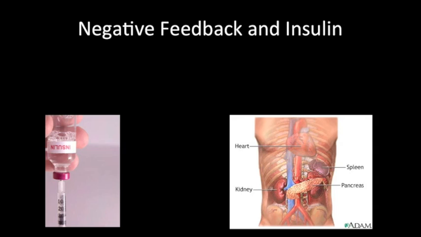Negative feedback in insulin. In this slide right here, you could see what looks to be an insulin injection. And you'll see later on why some people need this insulin, this hormone, to be injected in their body rather than have it naturally produced. To the right, you see an image of the body, and right here you could see where the pancreas is, which is important for the insulin.